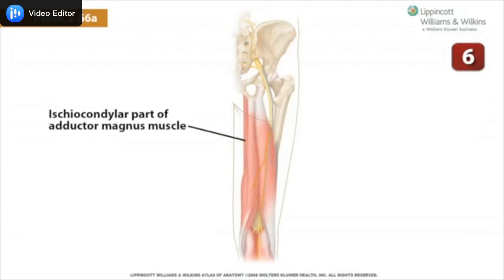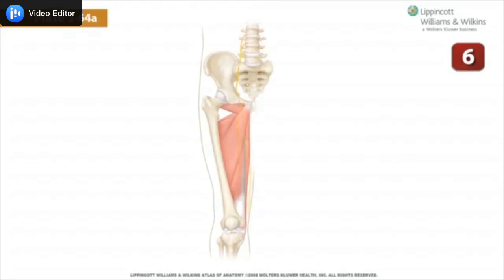The fifth muscle that is usually considered part of the posterior compartment is the ischiocondylar portion of the adductor magnus muscle. The adductor magnus originates from the ischial tuberosity and the ischiopubic ramus. At the distal end of the muscle is a gap, the adductor hiatus, that transmits the femoral vessels. The hiatus also separates the broad insertion tendon of the adductor magnus. Medial to the hiatus, the muscle inserts along the linea aspera, while lateral to the hiatus, there is a thick, narrow tendon that inserts on the adductor tubercle.